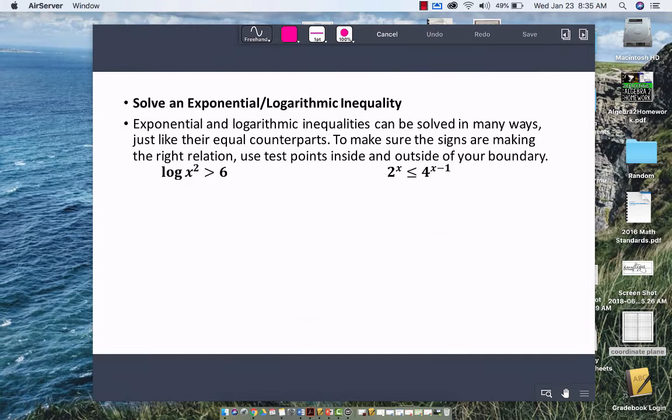So if I was going to tackle this first problem, log of x squared is greater than 6, we know that one of the things we could do is turn this log into an exponential. And what that would look like, and I usually draw myself my little e, and you can also think of this as raising both sides to the 10th power. What we get is 10 to the 6 is greater than x squared.